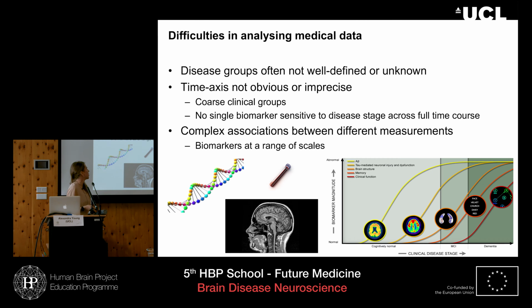We also have issues with complex associations between different types of measurements. These biomarkers are at a range of scales and they have vastly different complexity. Genetic and brain imaging information is very high dimensional, but then you can have regional measures which are much lower dimensional, and then blood measurements, which could just be single dimensional. So how do we associate these different measurements at different scales is another key problem.